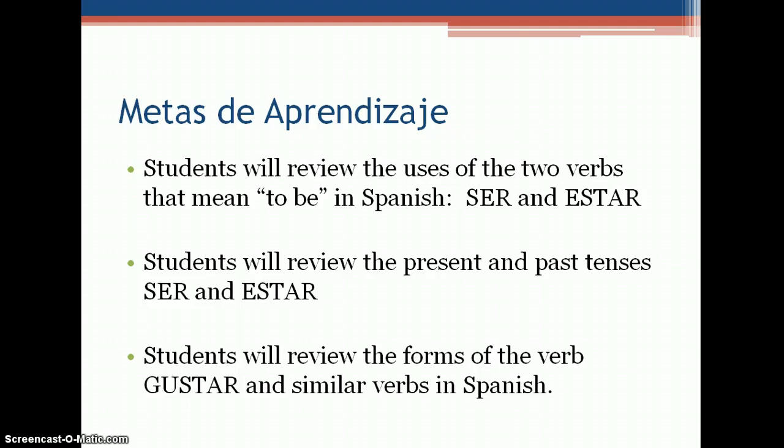The metas de aprendizaje in this vodcast: we are going to be reviewing the uses of the verbs that mean to be in Spanish, both ser and estar, as well as looking at the present tense forms of these two verbs and both past tenses, the preterite and the imperfect. Finally, we will be doing a brief review of how we use gustar and verbs like gustar that use that indirect object pronoun in Spanish.